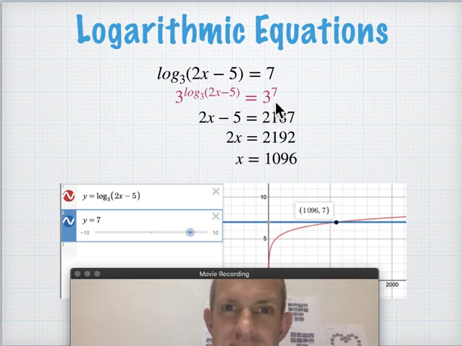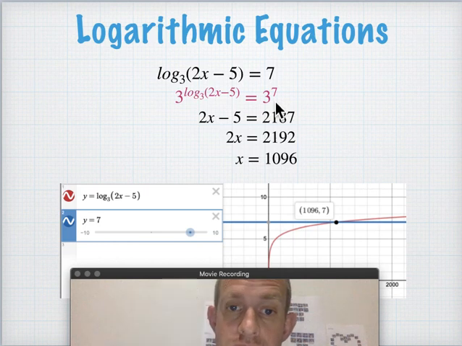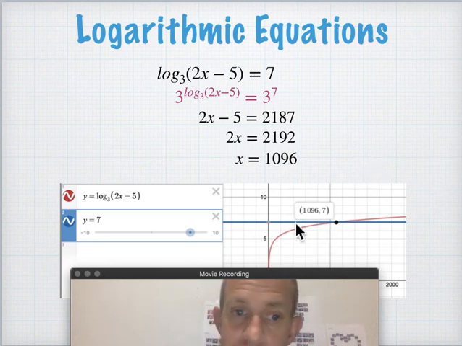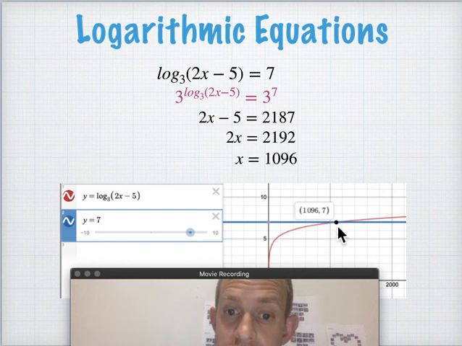And on this side, 3 to the 7th is just a number. It's not one I had memorized. I definitely used 3 to the 7th on the calculator and got 2187. And then a few follow-up moves, adding 5 and dividing by 2, and we get our answer of 1096. Notice again, we can solve this by graphing. Graph the left-hand side and the right-hand side, and there's one intersection, happens to be at 1096.